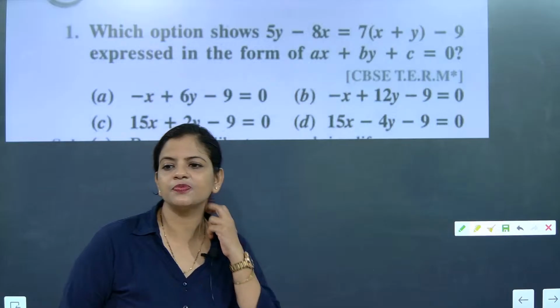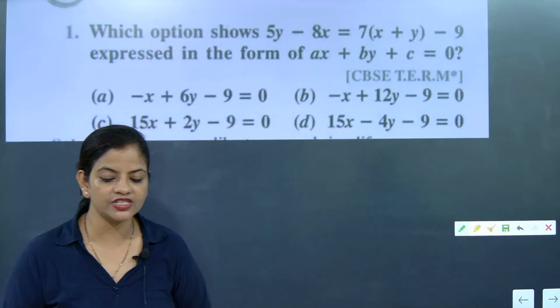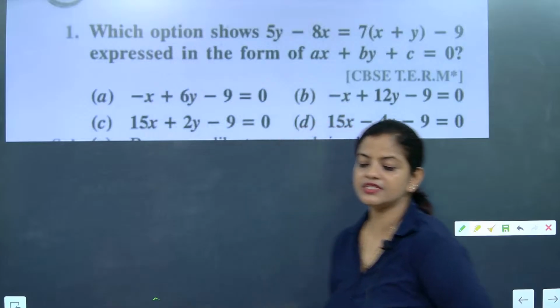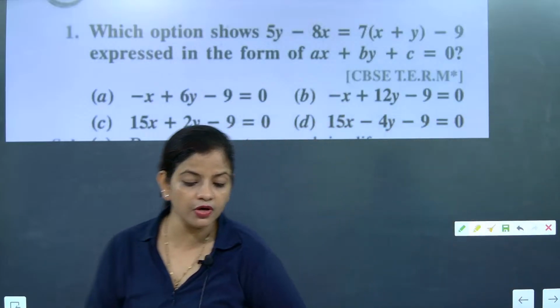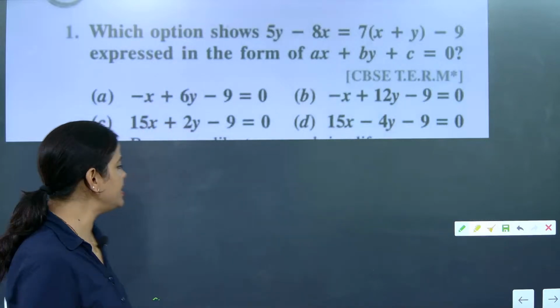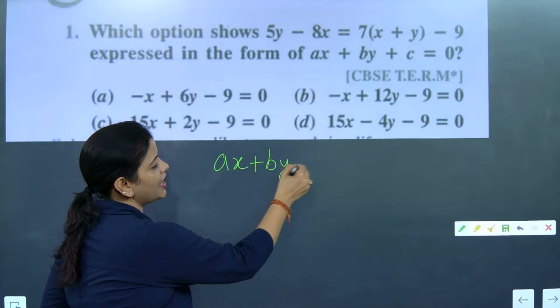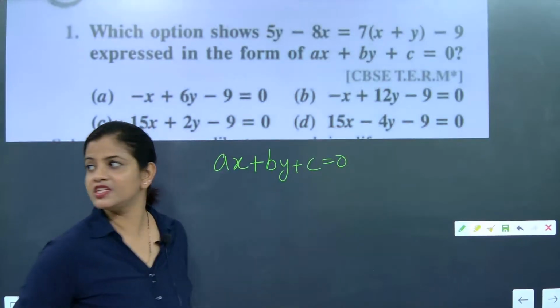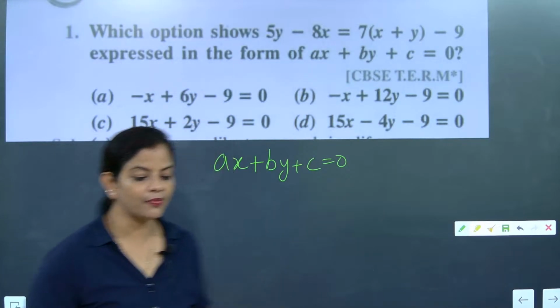So when we are writing equation and expression, let's check this one out. How to write equation and expression. Okay, so now let's start. We have one equation. Can we convert it into a linear equation? Our linear equation format is what, beta? Ax plus by plus c equal to 0. This is the format for a linear equation. Understood?